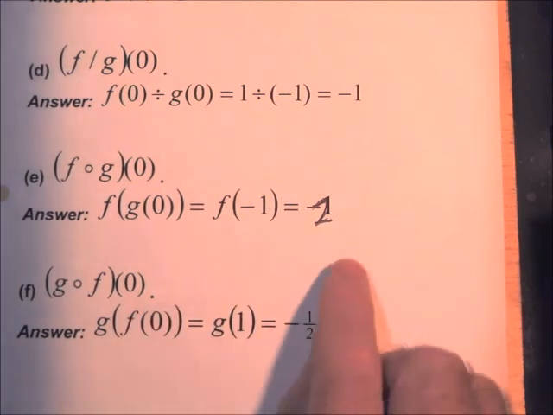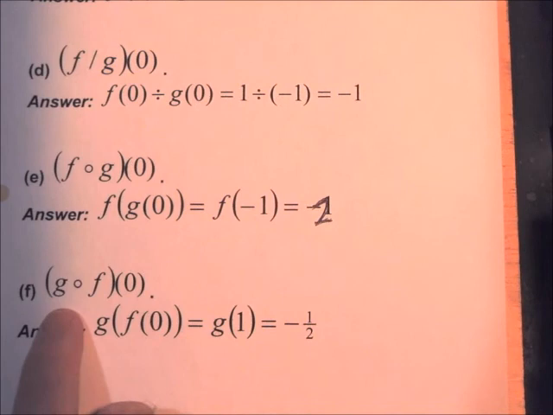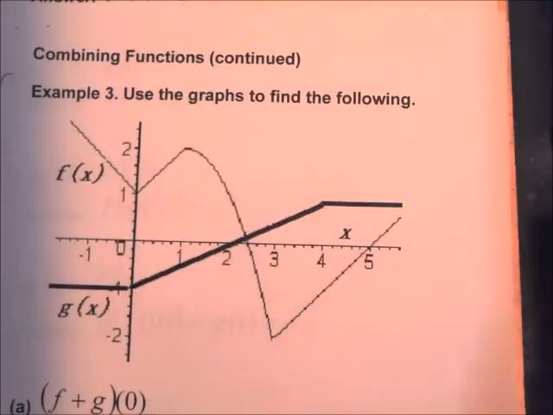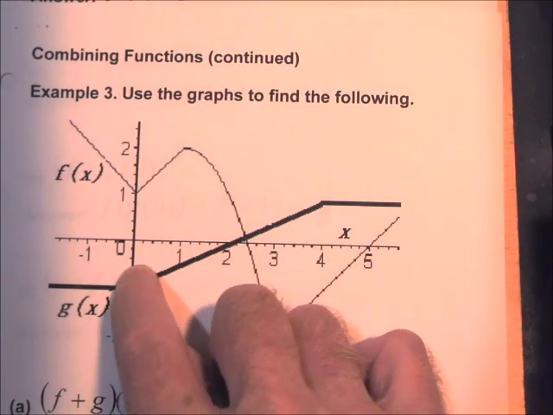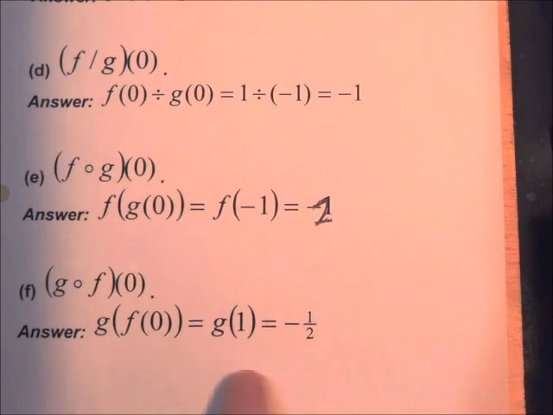is 2. And then g of f of 0, well, f of 0 is 1, so then we want to do g of 1, and g of 1 looks like it's about negative 1/2. So g of f of 0 is negative 1/2. And that concludes this presentation.